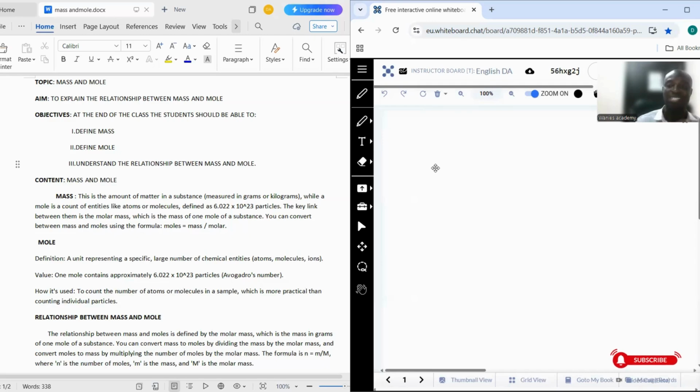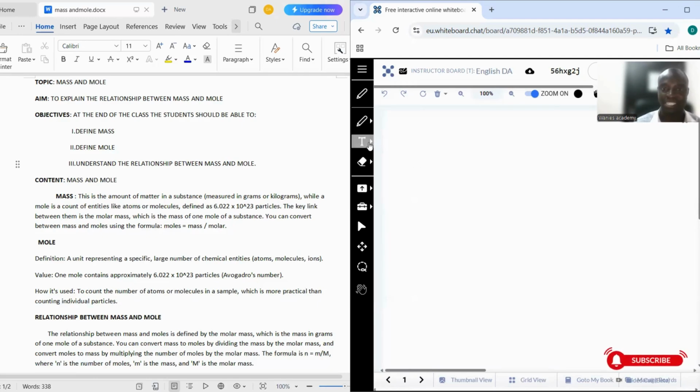So the question then is, what is 1 mole? How do we define a mole in chemistry? One mole can be defined as the amount of a substance that contains as many elementary entities as there are in exactly 12 grams of the carbon-12 isotope. Let me say that again: 1 mole of a substance is the amount of that substance that contains as many elementary entities as there are in exactly 12 grams of the carbon-12 isotope.